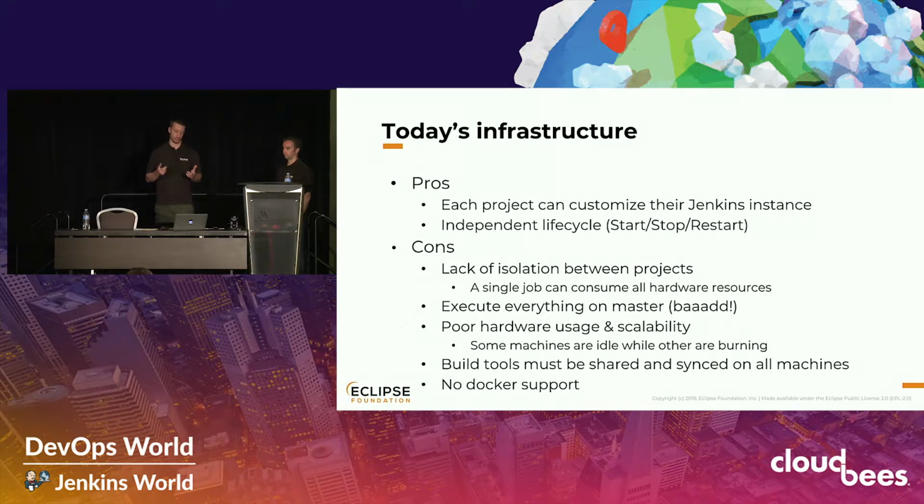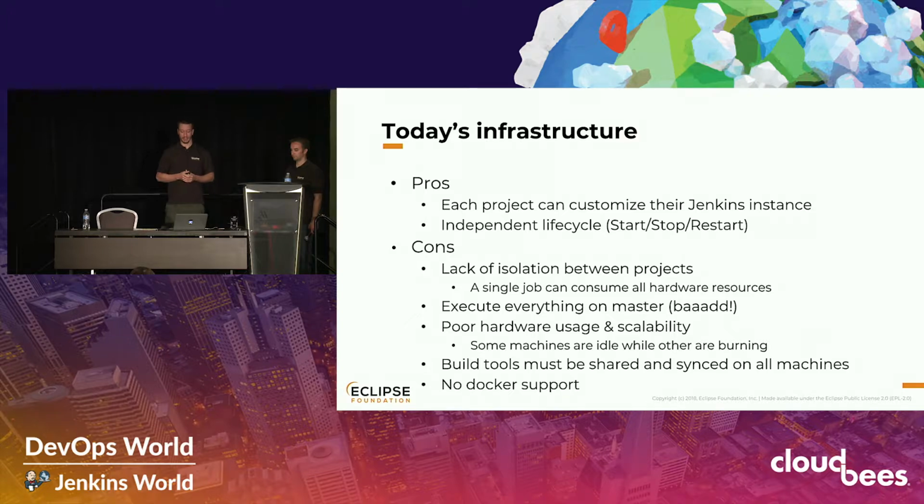Each project with their own Jenkins instance has the advantage of an independent life cycle. So whenever they want to install something, they don't have to wait till other projects finish their jobs. They can just start and stop the instance or restart it from a little web UI in their Eclipse account.